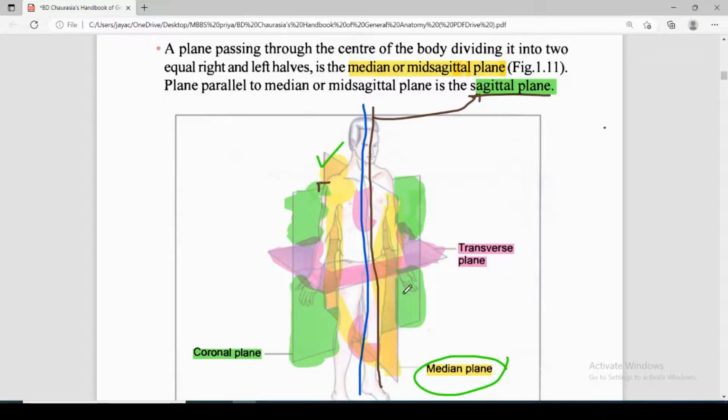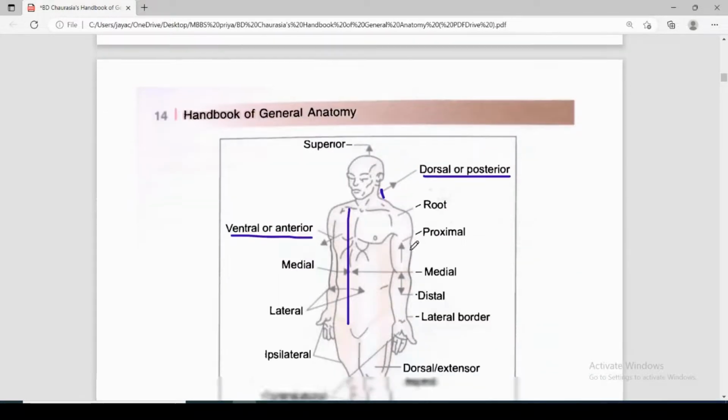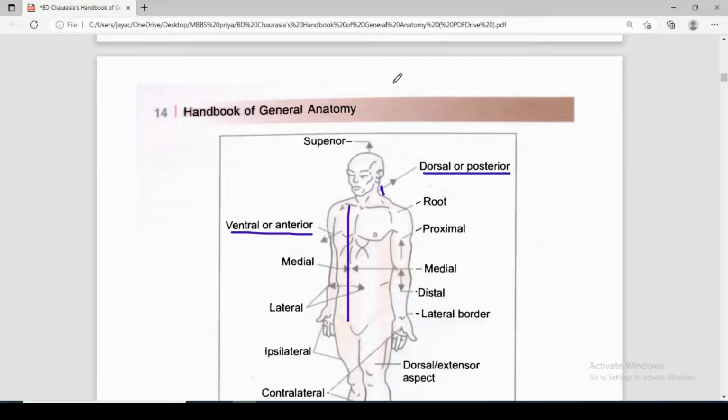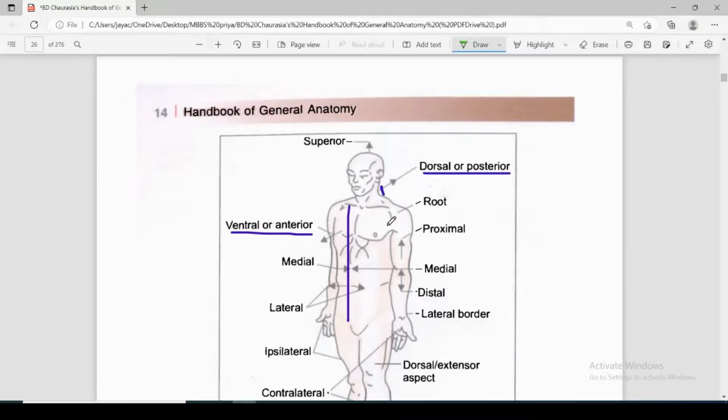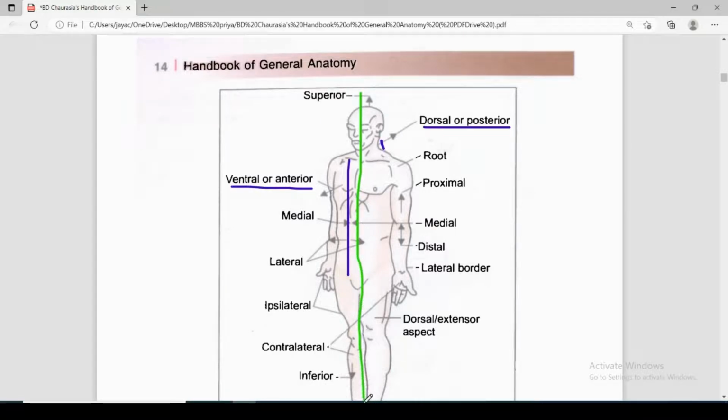This one is the median plane. Okay, it divides into equal right and left halves. So the median plane goes through the center of the body. Okay, so this part is the medial, the central part is the medial, and this is the medial plane, this center.